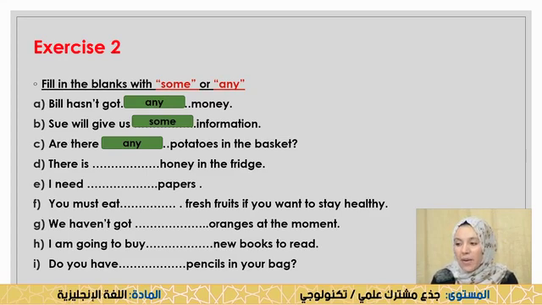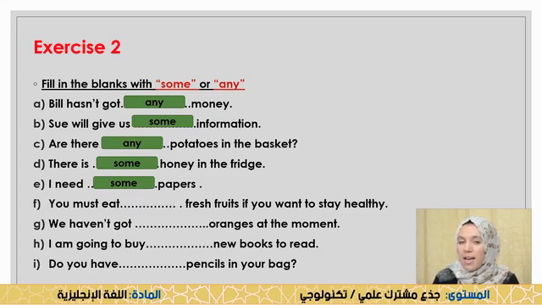D: there is honey in the fridge. Affirmative sentence, so we're going to be using some. Very good. There is some honey in the fridge. I need papers. I need, of course, some papers. You must eat fresh fruits if you want to stay healthy. Again, the type of sentence we're working with is affirmative, so automatically we're going to be using some. You must eat some fresh fruits if you want to stay healthy.